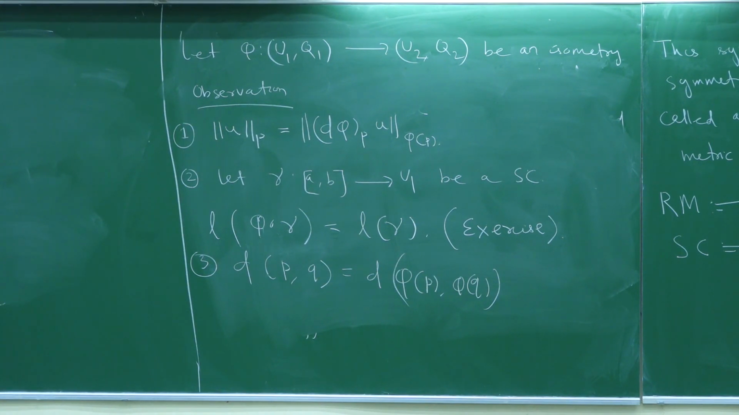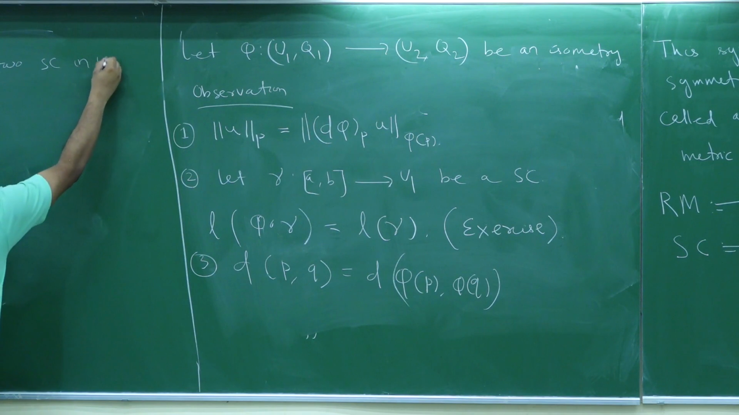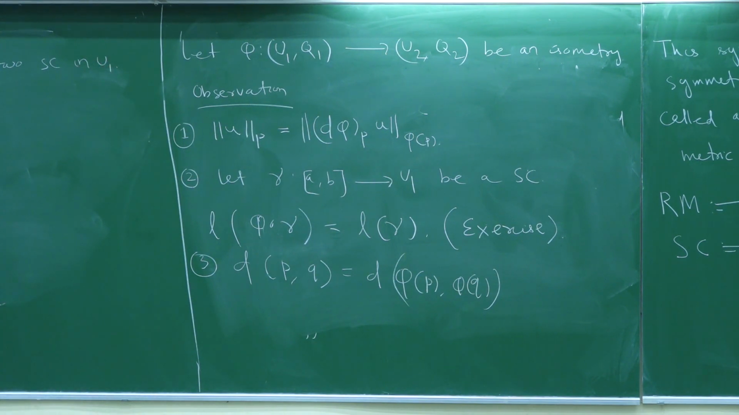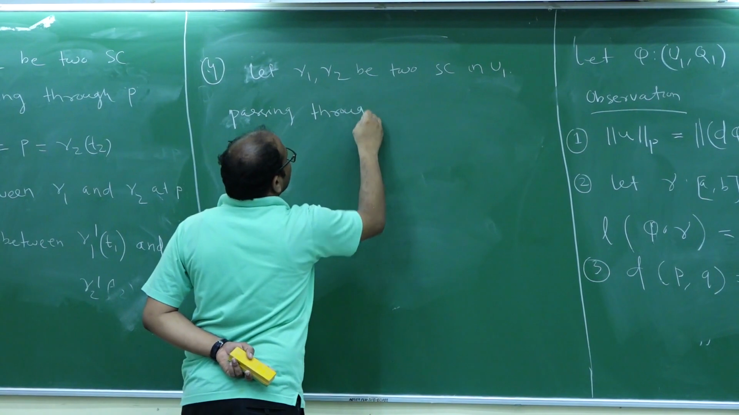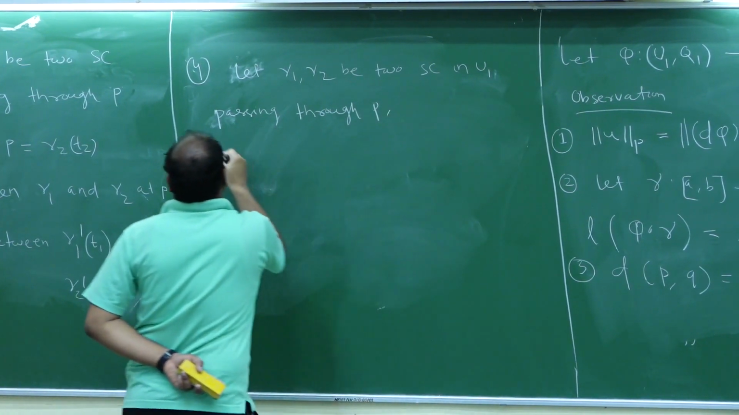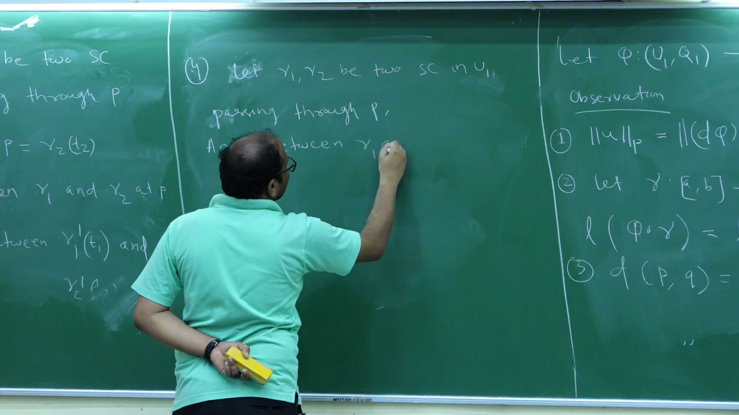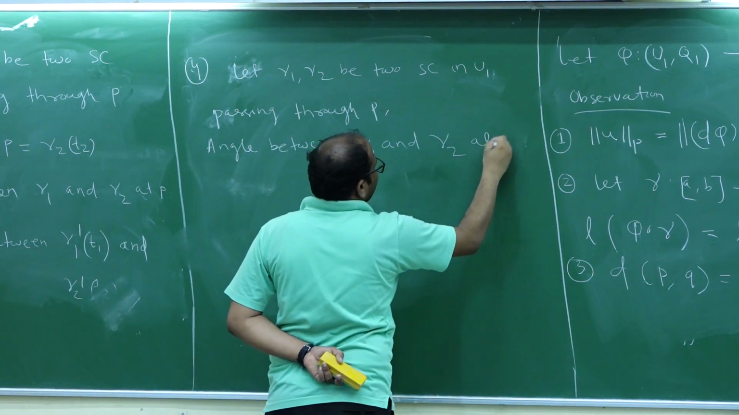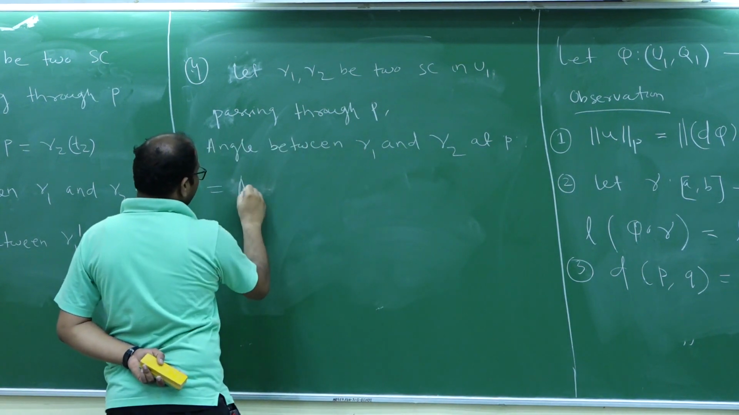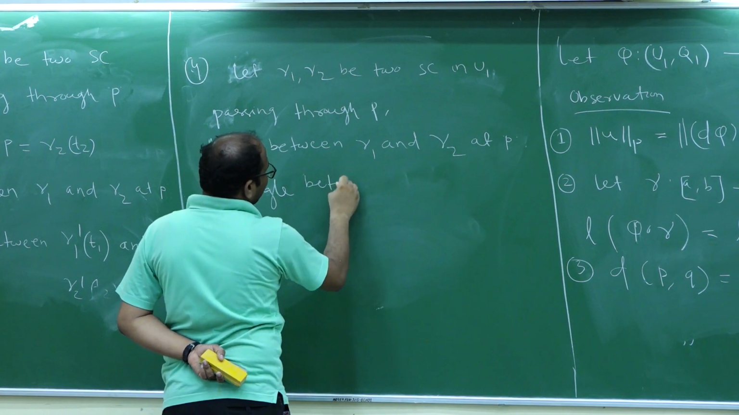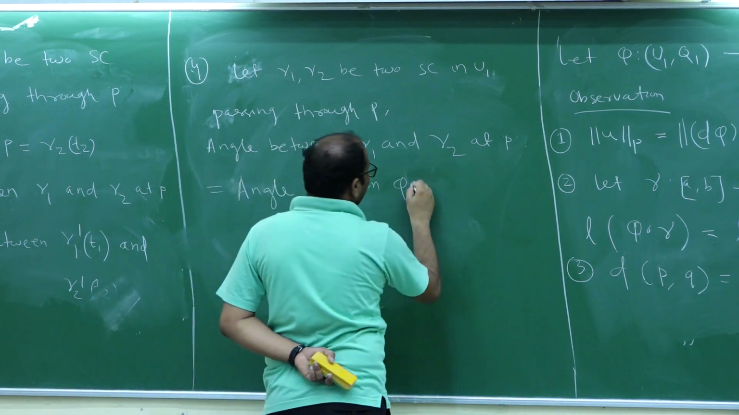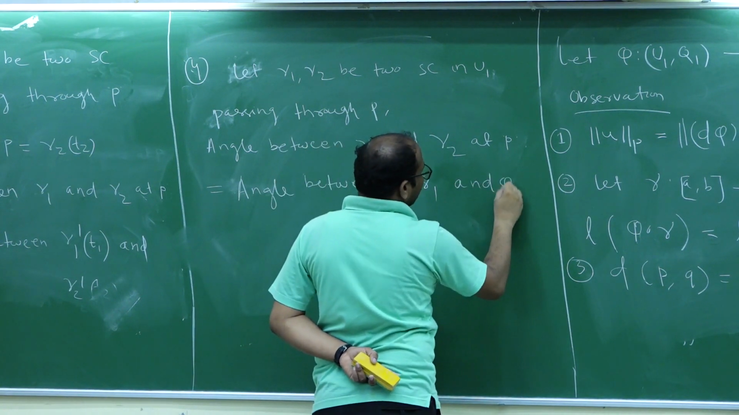The fourth thing is, let gamma 1 and gamma 2 be two smooth curves in U1. The angle between gamma 1 and gamma 2 is the same thing as the angle between phi composition gamma 1 and phi composition gamma 2. These are conclusions one to four.